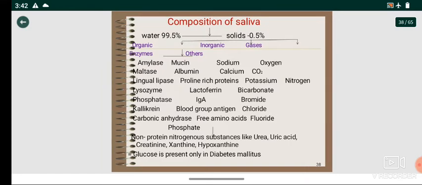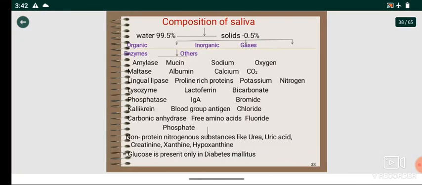Now the next enzyme is carbonic anhydrase. So these are the major enzymes which are present in saliva. Again I will conclude. The enzymes which are present in the saliva are amylase, maltase. Amylase is also known as ptyalin. So amylase, maltase, lingual lipase, lysozyme, phosphatase, kallikrein and carbonic anhydrase. These are the major enzymes which are present in saliva.